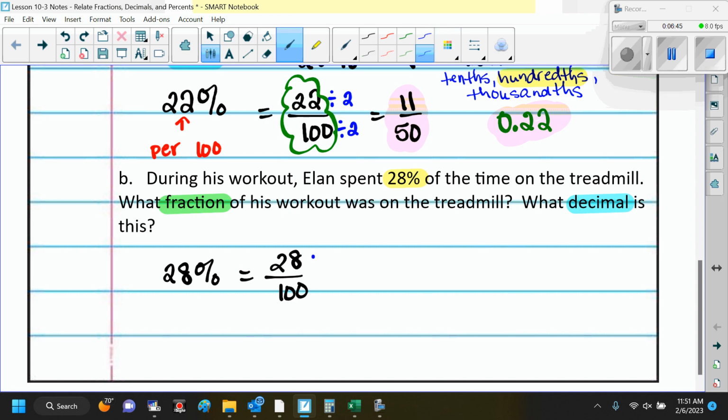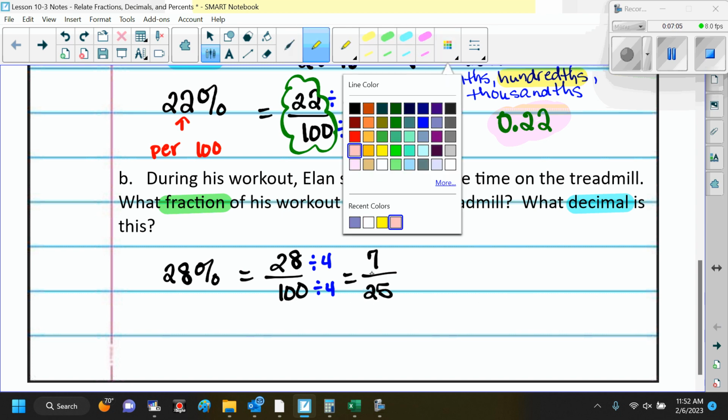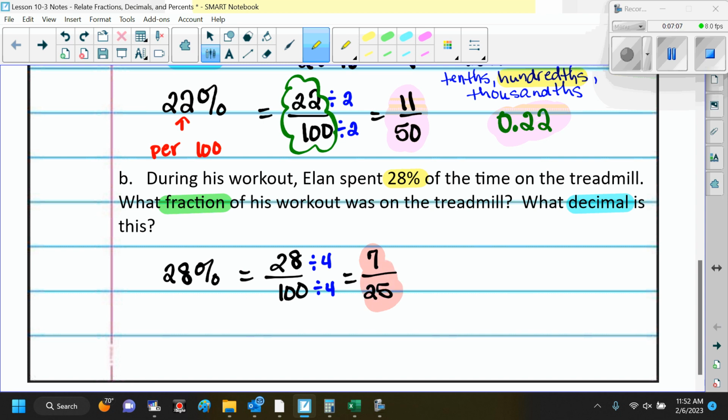I can divide by 4. So divide by 4 in the numerator and the denominator, and that gives me 7 over 25, 7/25. So there is my simplified fraction. Is everybody clear? So there's my first answer.